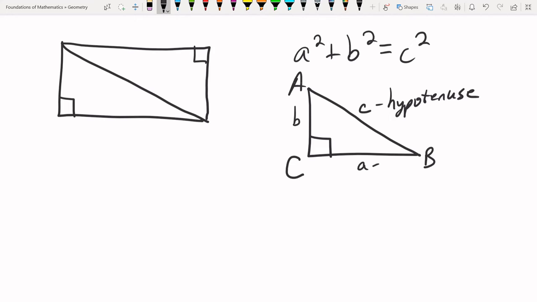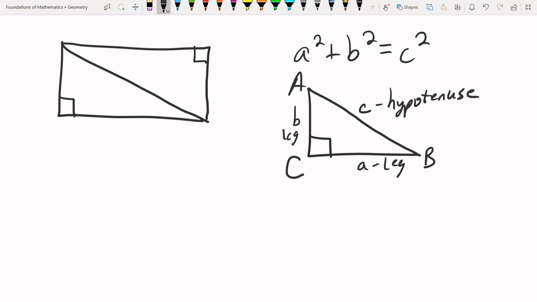The other two are just called legs of a triangle. I should just say leg rather than legs. Okay, now let's use this theorem to actually find some things out.